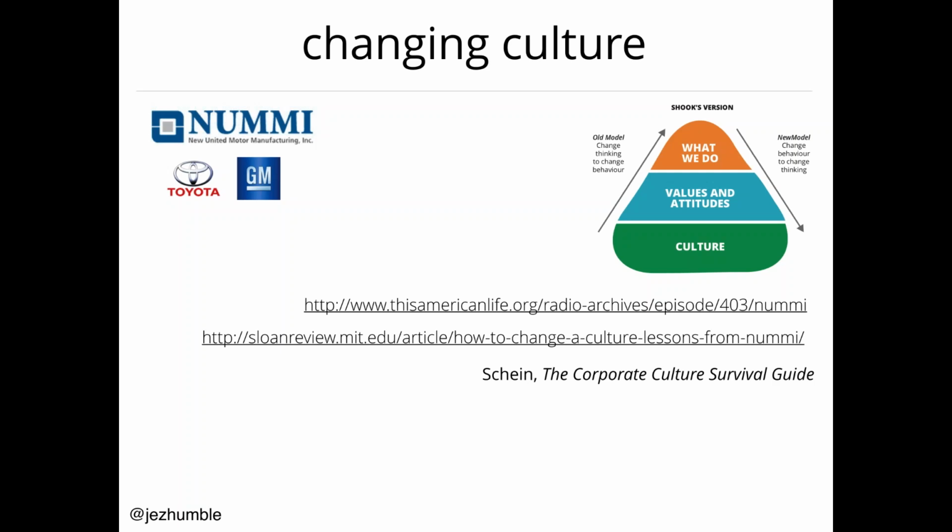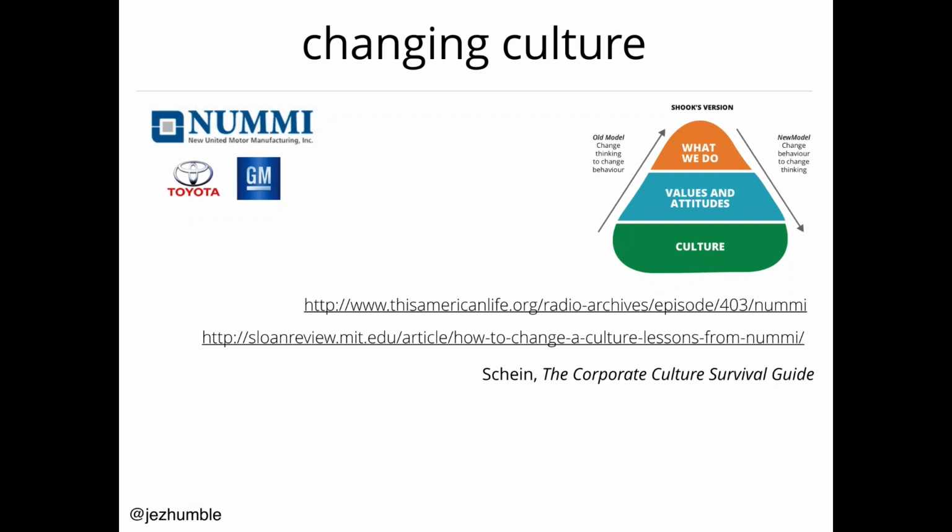NUMMI was a joint venture between Toyota and General Motors in the 1980s. What happened was General Motors had shut down one of their plants, their worst performing plant in North America, in Fremont, California, 30 minutes drive from my house, which was producing the worst quality cars in the whole GM portfolio in North America. Worker management relationships had completely broken down. Workers were drinking and smoking and gambling on the job. They were sabotaging the cars by putting Coke bottles in the doors so they would rattle when people opened and shut them. And so the plant was shut down.